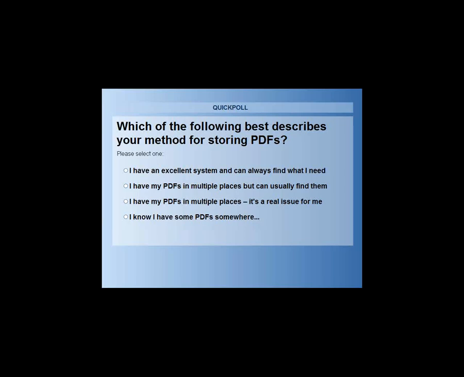Where are they going? So option one is that you've got a really good system. You can always find what you need when you need it. Option two, you have your PDFs in lots of different places, but you can usually find them. Option number 3, you have PDFs in multiple places and it's a real issue for you. And last option, you know you have PDFs somewhere, but you're not quite sure where. So just giving everyone a chance to vote on that.